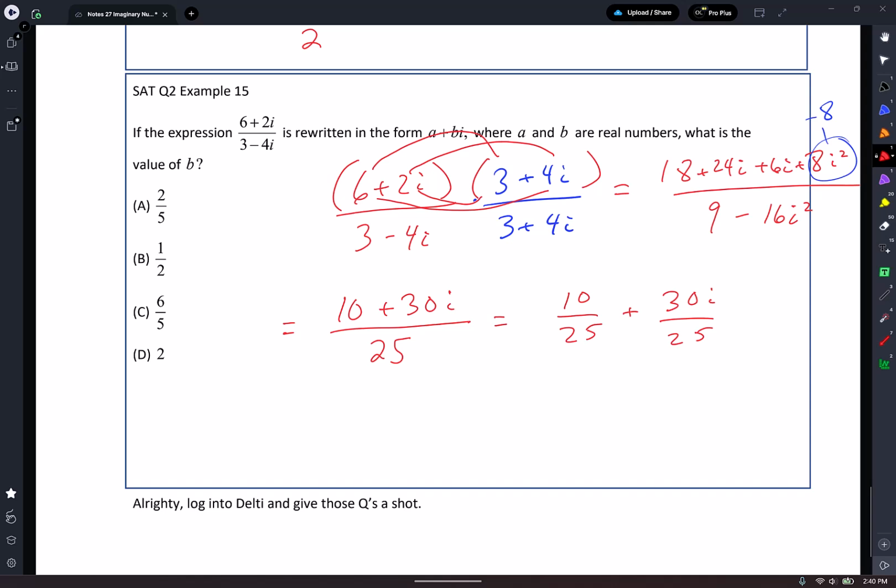Did you guys get what I got? And then you can reduce this. 5 goes into 30 six times. That's your b right there, because remember, a plus bi. 5 goes into 30 six times. 5 goes into 25 five times. So 6/5 i. So b is... What do you guys think? Not bad, right? Pretty straightforward.